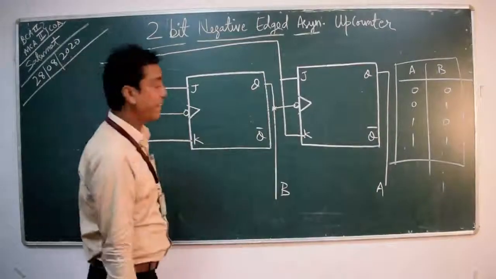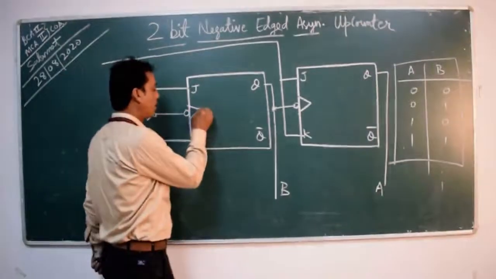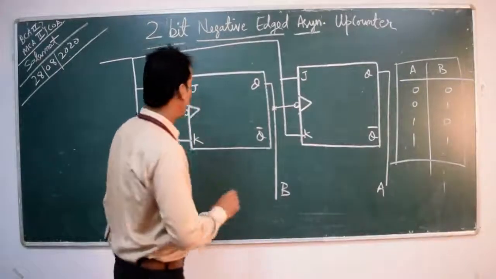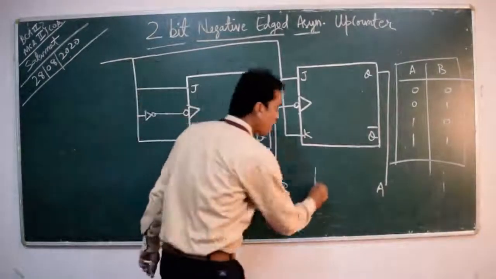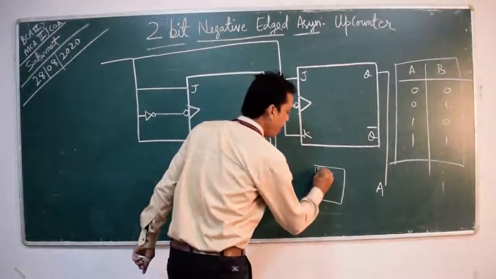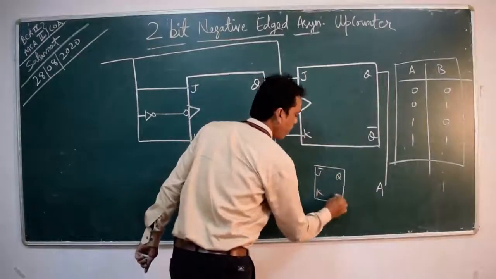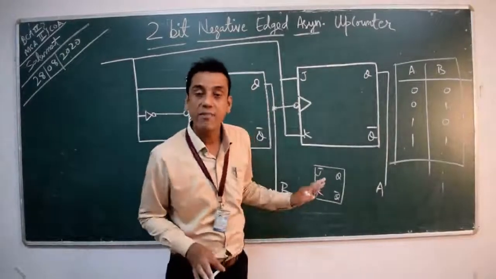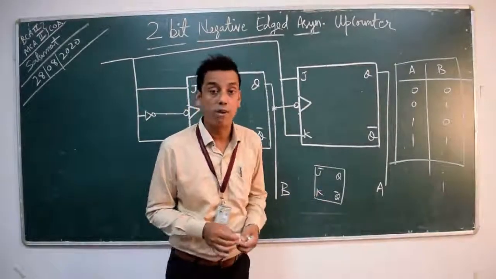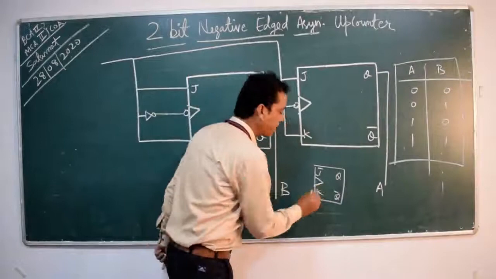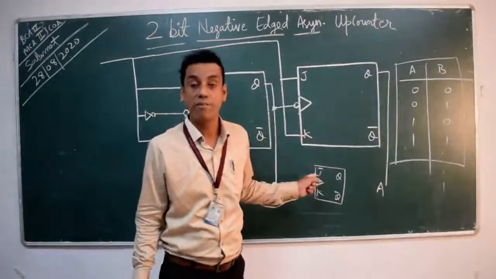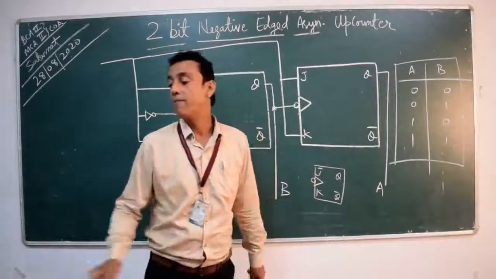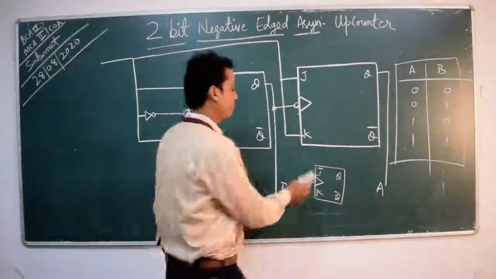Now you can see this is edged. Edge means this is J, this is K, this is Q, and this is Q bar. No edge signifies that it is a latch, not a flip-flop. If it has an edge like this, then it is a positive edged flip-flop. If it has an edge like this, then it is a negative edge flip-flop.